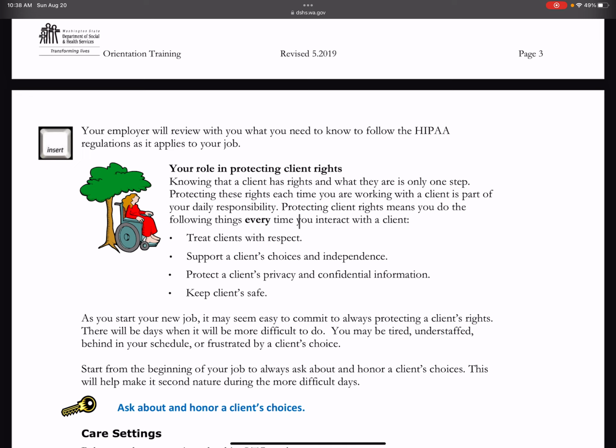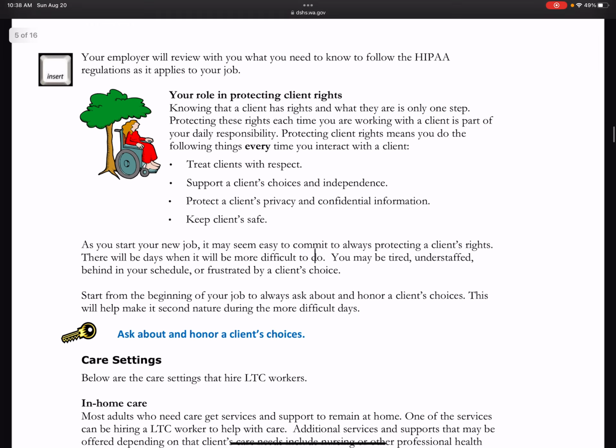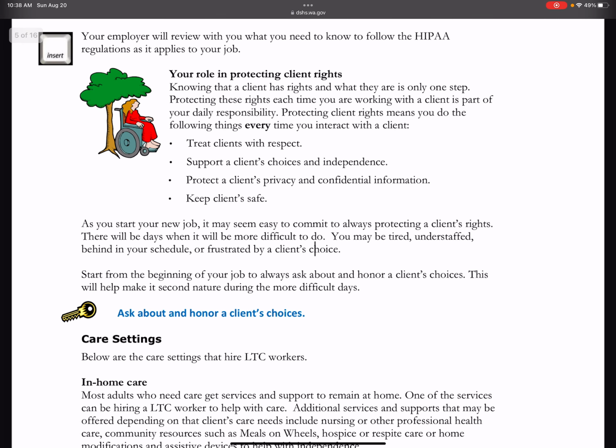Your role in protecting client rights is to treat them with respect, support the client's choice and independence, protect the client's privacy and confidential information, and keep clients safe.